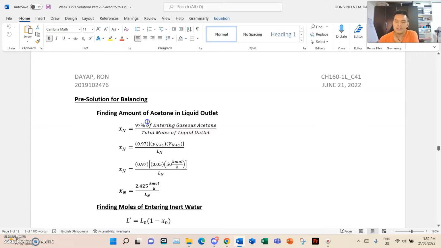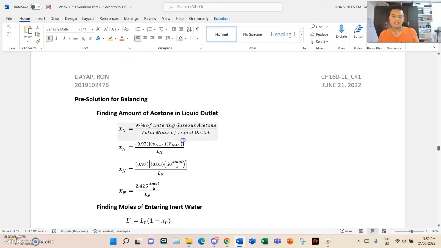Afterwards, I need to find the components of each of the streams: the inlet gas, outlet gas, inlet liquid, outlet liquid. Baliktad. Opposite. So gas inlet, gas outlet, liquid inlet, liquid outlet.